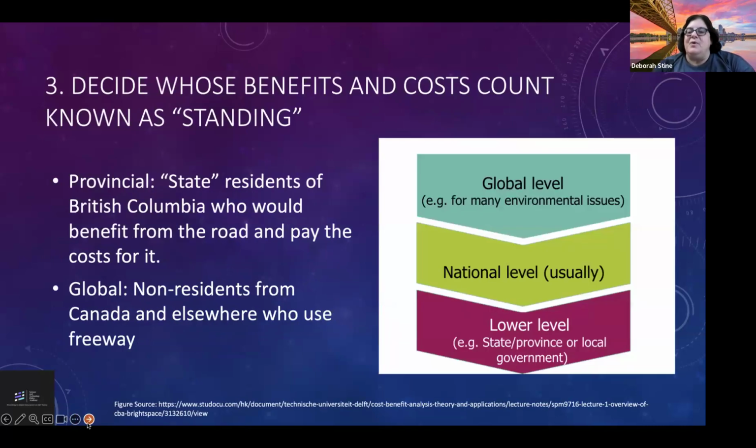So something that's really important in benefit cost analysis is something called standing. For example, in this case, we have the people who are the residents of British Columbia who would benefit from the road and pay for it. But then we have other people, sort of non-residents, who would use the highway but are not paying for it. If you had the toll though, then they would help pay for the road, as well as the residents.